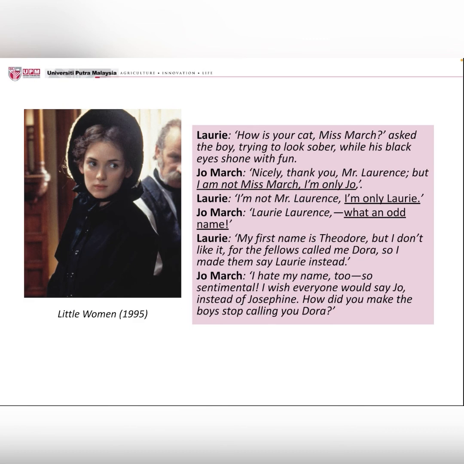Laurie is actually a boy but has characteristics of a female, but Joe has more tomboyish characteristics. For example, we can see Laurie says, "How is your cat, Miss March?" asked the boy. And Joe March says, "Nicely, thank you, Mr. Lawrence. But I am not Miss March. I am only Joe."